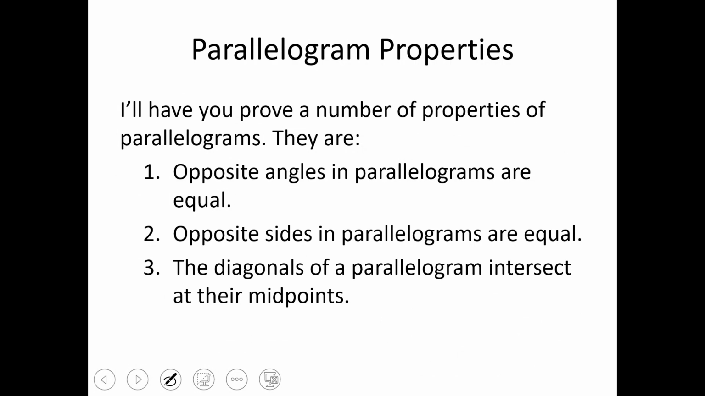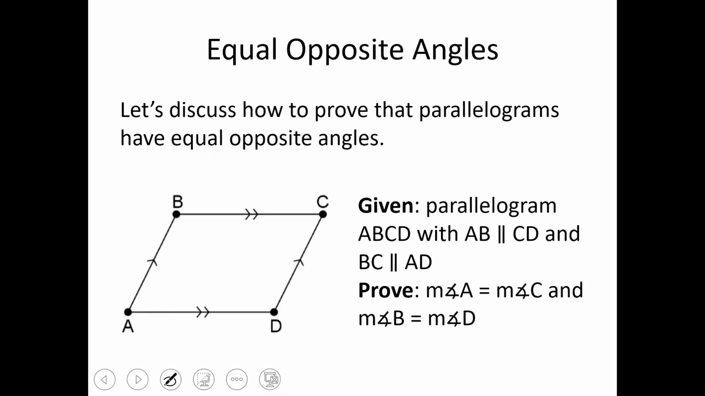Here are the ones. You'll prove that opposite angles are equal. You'll prove that opposite sides are equal. And you'll also prove that diagonals intersect at their midpoints. That is, if you like, they cut each other precisely in half. And let's talk about one of these results, a really very easy one to prove. Let's talk about how one would prove that opposite angles are equal. So how would one prove, for instance, that angle A is equal to angle C?